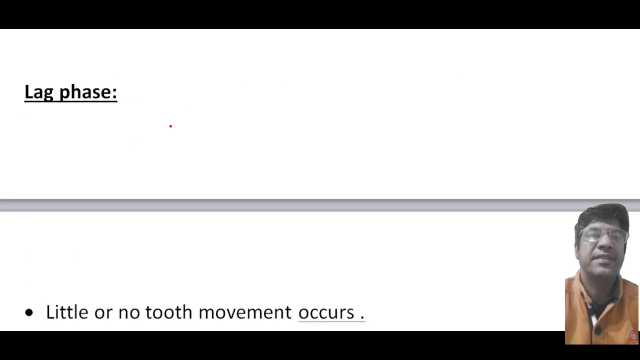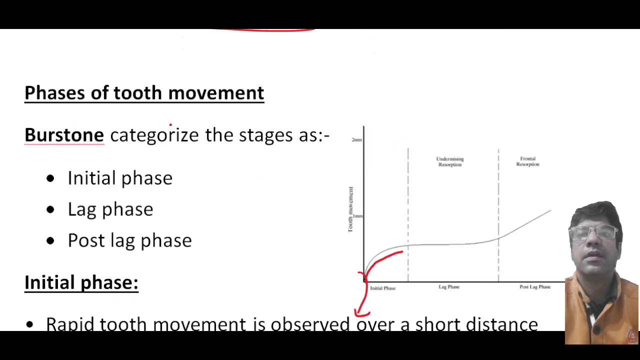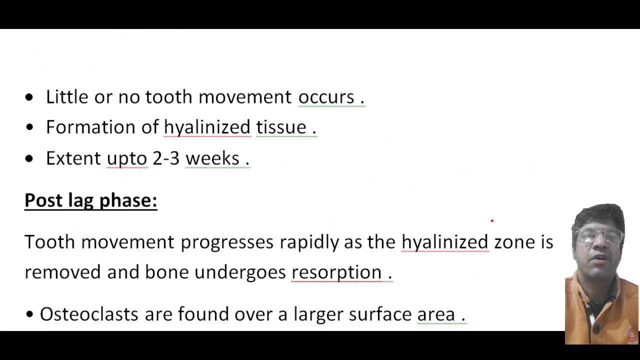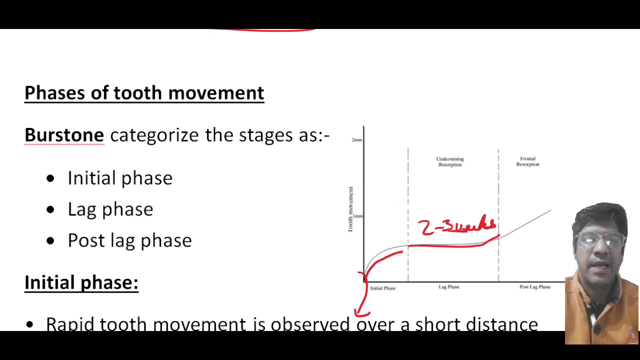The other is the lag phase, showing little or no tooth movement. There will be formation of hyalinized tissue and it extends up to 2 to 3 weeks. The lag phase is marked by minimal or no tooth movement. Instead, this phase involves the activation of cellular components in the surrounding area to initiate the tooth movement.